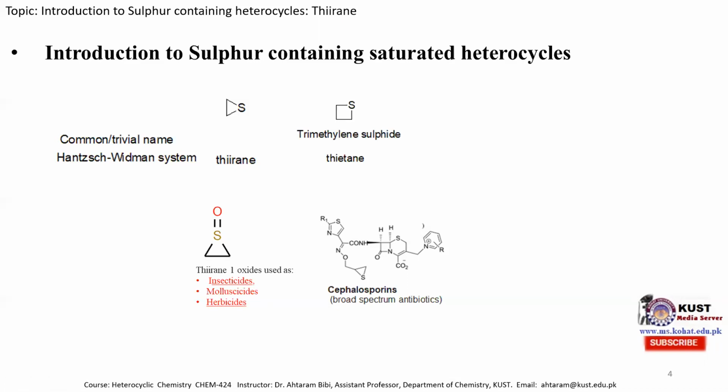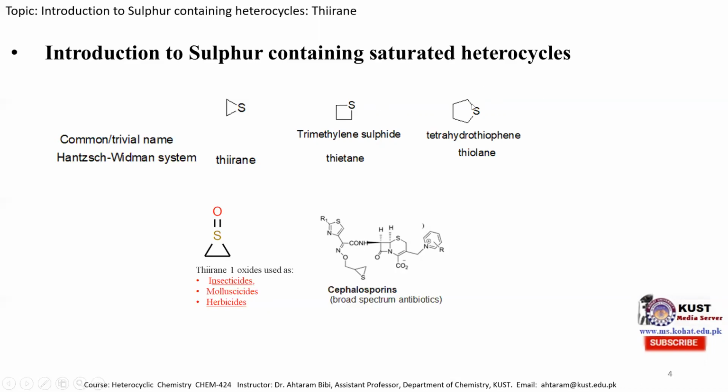The second member is the 4-membered ring, the IUPAC name is thietane, and the common name is trimethylene sulfide. It also consists of a saturated sulfur-containing ring, and it consists of 3 carbon atoms, 6 hydrogen atoms, because each carbon carries 2 hydrogens, and 1 sulfur atom. And 4-membered heterocycles are also important and present in various biological molecules.